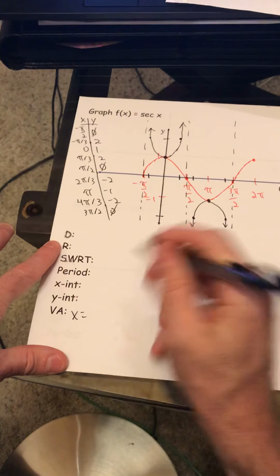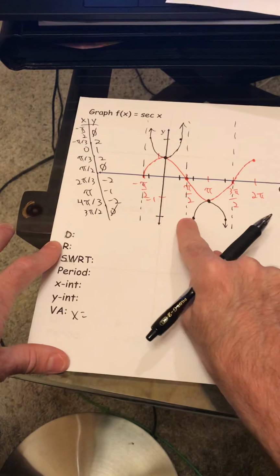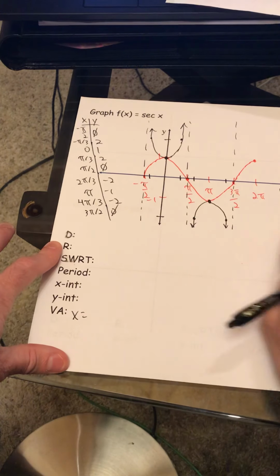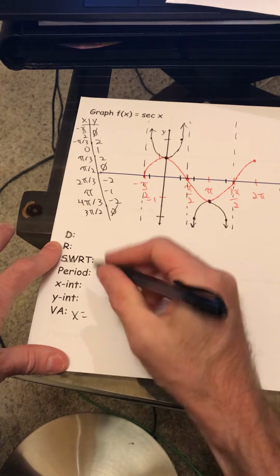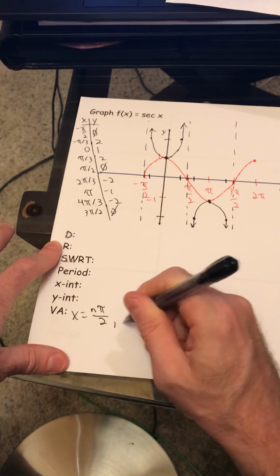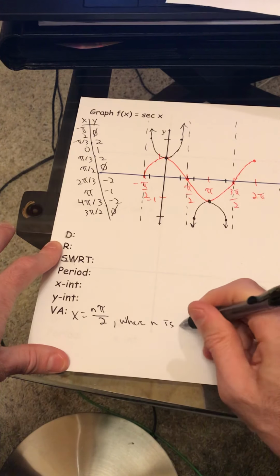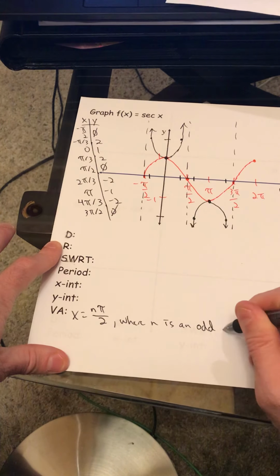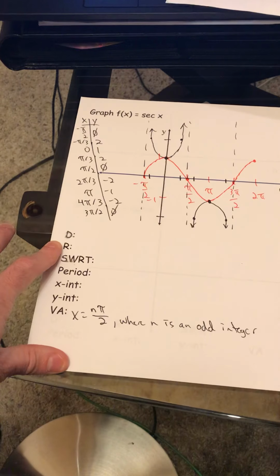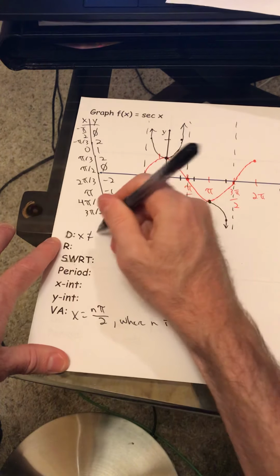Now, talking about all of the critical attributes, again, let's actually start with vertical asymptotes. They are x equals negative pi over 2, let's even say negative 1 pi, 1 pi, 3 pi, the next one would be at 5 pi. So, x equals n pi over 2, where n is an odd integer. So, domain: x can't equal that.